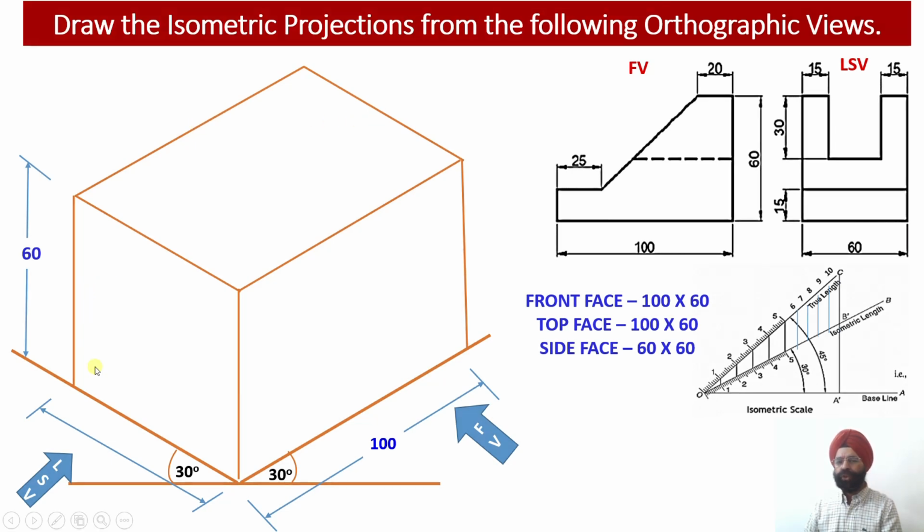So the side view shows the width and the height, whereas the front view shows the length and the height of the solid. And let us complete the base of the solid as well. Corresponding to the base, we have got two isometric edges. The first isometric edge will be 100 millimeter long, parallel to the z-axis, and the second isometric edge will be 60 millimeter, parallel to the x-axis.